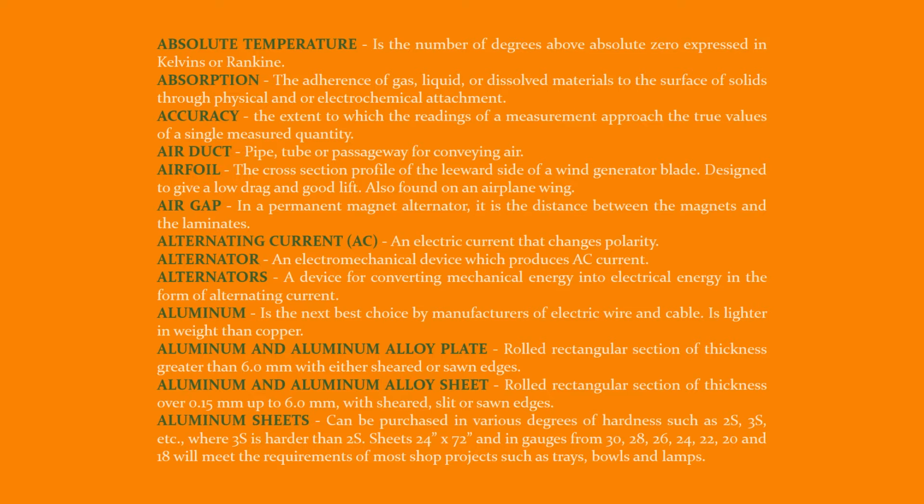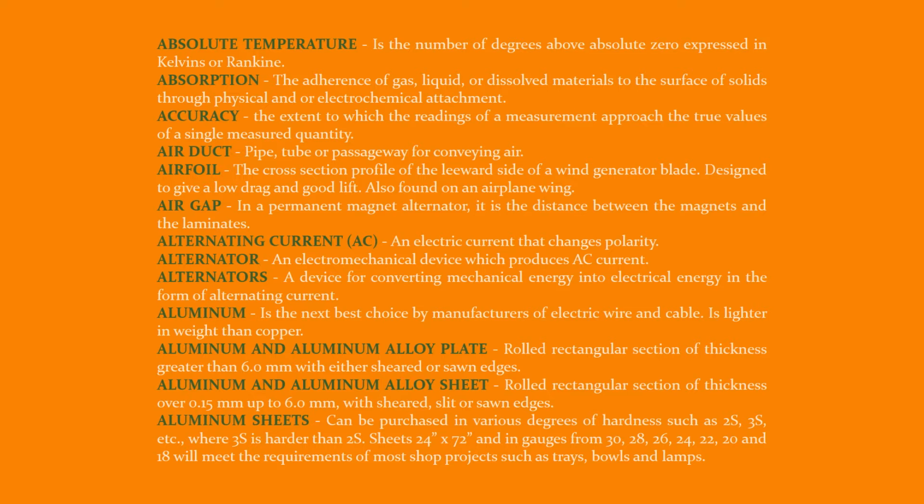Air gap, in a permanent magnet alternator. It is the distance between the magnets and the laminates. Alternating current, AC. An electric current that changes polarity. Alternator, an electromechanical device which produces AC current. Alternators, a device for converting mechanical energy into electrical energy in the form of alternating current.